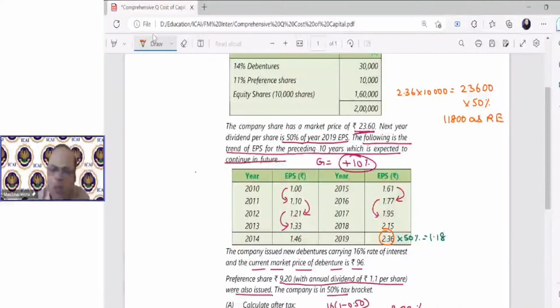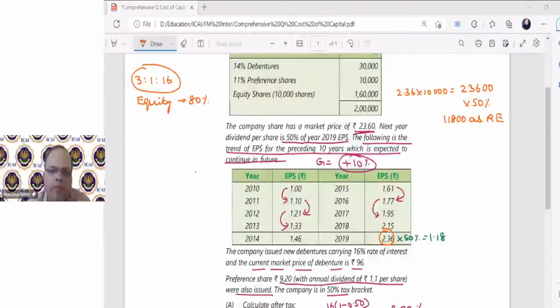Now my question is, what is my proportion of debentures, preference shares and equity? 3:1:16, guys. That means, can we say easily that equity is 80%? Yes or no? Equity is 80%.